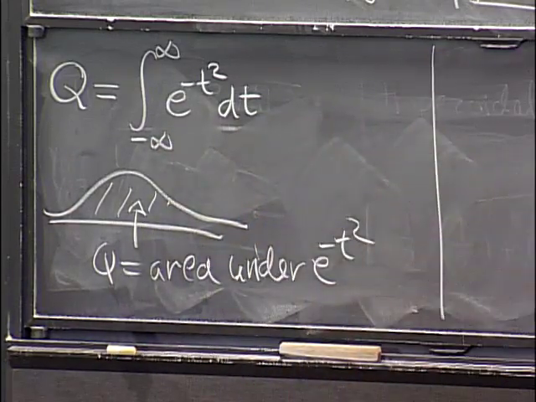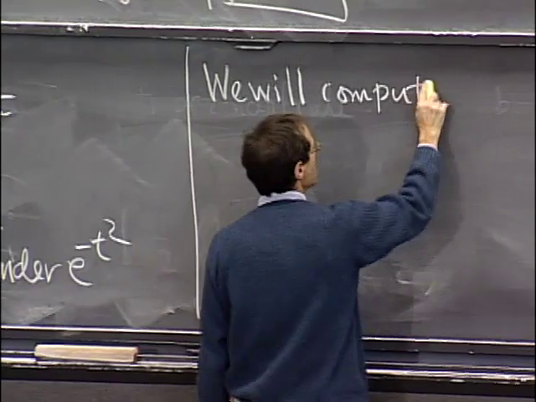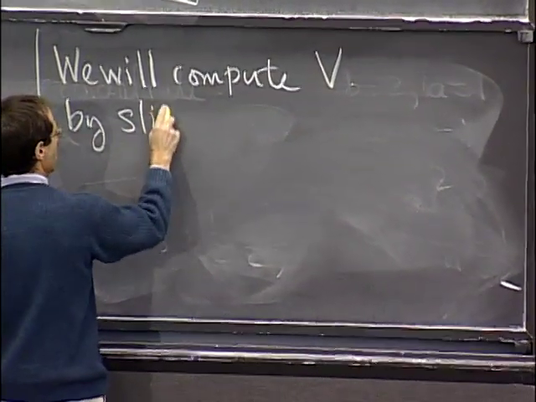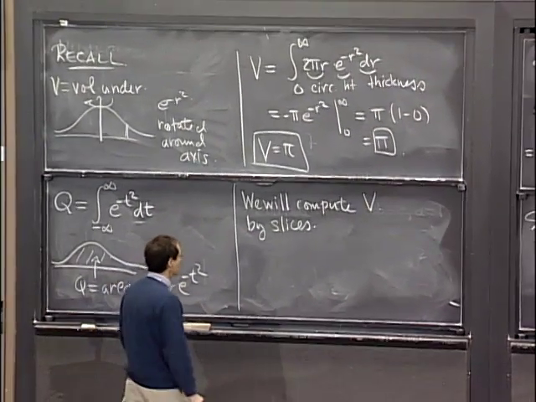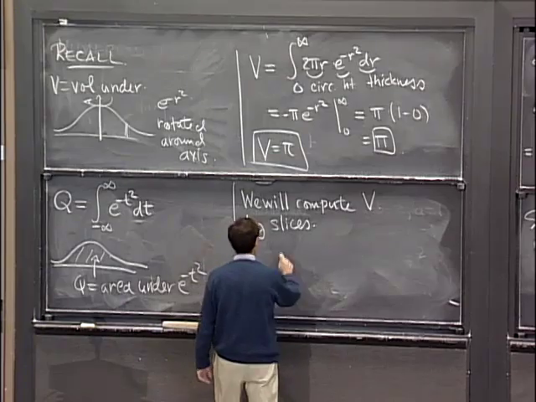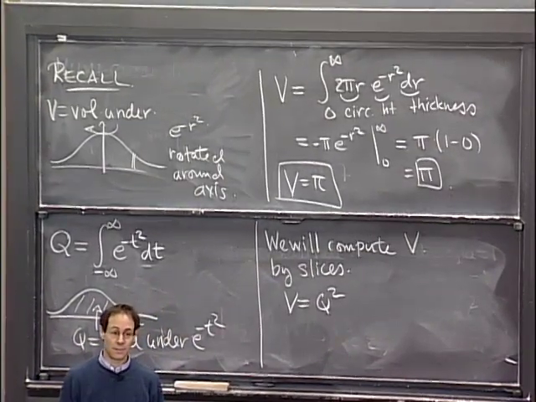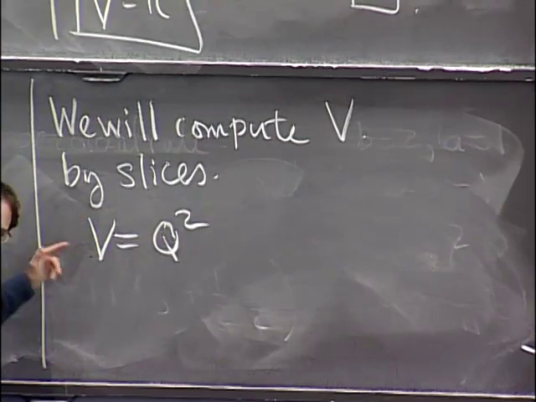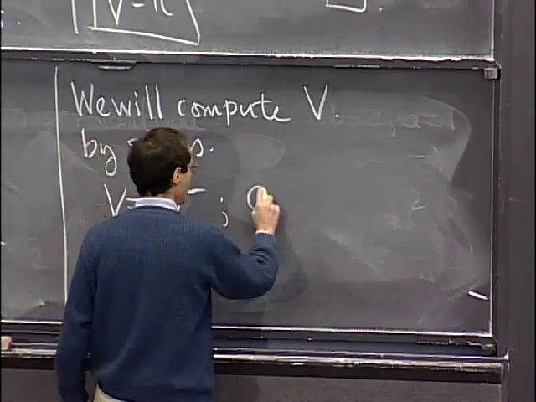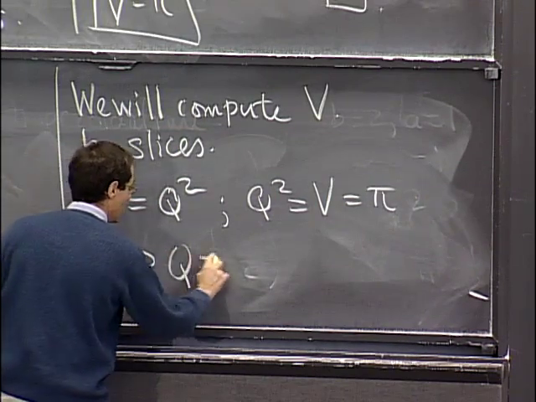Now, what's going to turn out to happen is this. This is the trick. We're going to compute V in a different way. And you'll see it laid out in just a second. We will compute V by slices. We're going to slice it like a piece of bread here. We're going to solve for that same thing here. And then, amazingly, what's going to happen is that we will discover that V is equal to Q squared. That's going to be what's going to come out. And that's the end of the computation that we want, because actually we already know what V is. We don't want to read this equation forward. We want to read it the other way. We want to say Q squared is equal to V, which we already know is pi. And so Q is equal to the square root of pi.